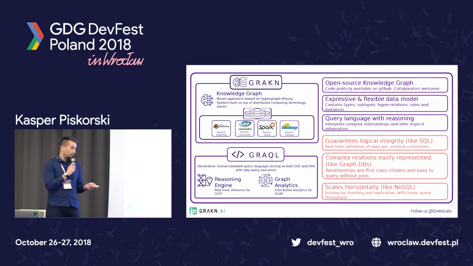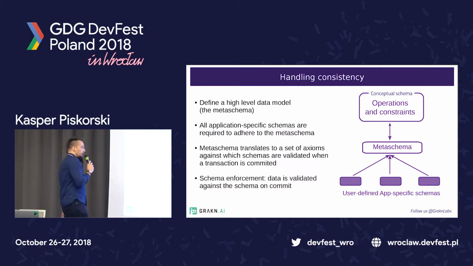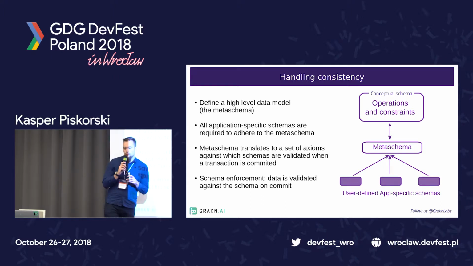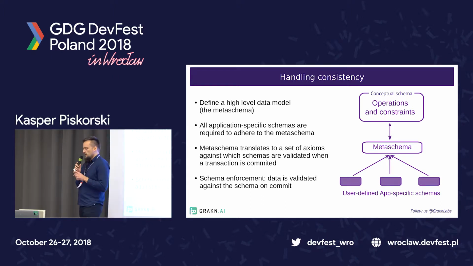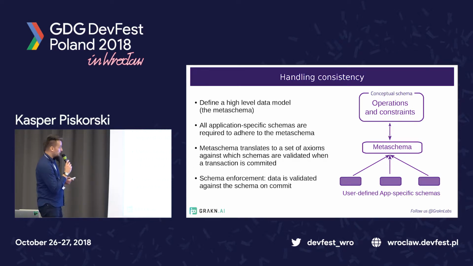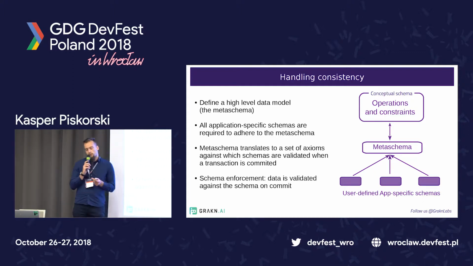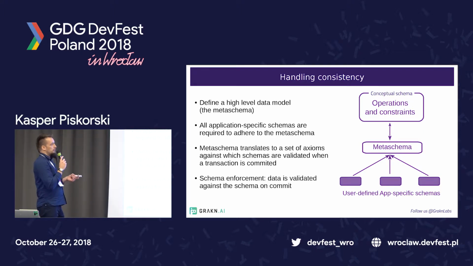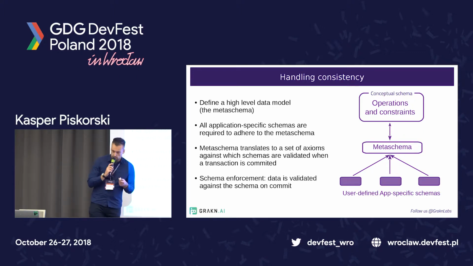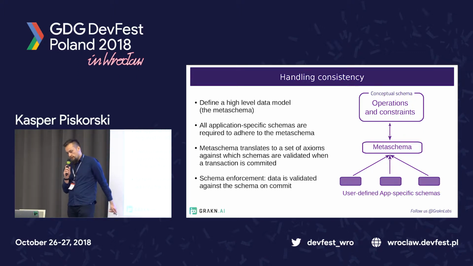So how do we solve the three problems that I mentioned at the beginning? So how do we handle consistency? We handle consistency by first defining a high-level data model. We refer to it as the meta schema. So now when we are creating applications, for each application we create an application-specific schema which needs to follow our meta schema and needs to be conformant with it.